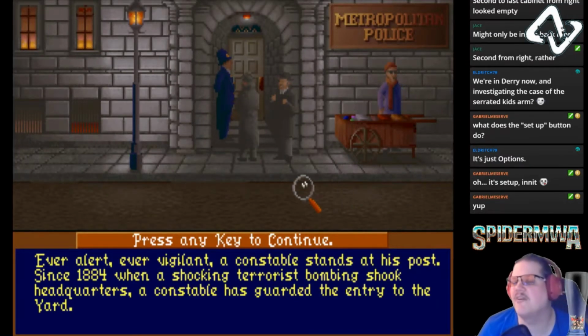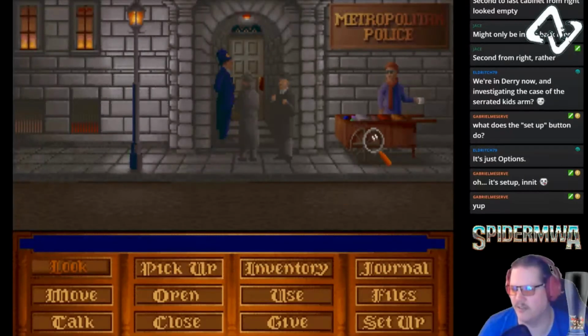Ever alert, ever vigilant, a constable stands at his post. Since 1884, when a shocking terrorist bombing shook headquarters, the constable has guarded the entry to the yard.